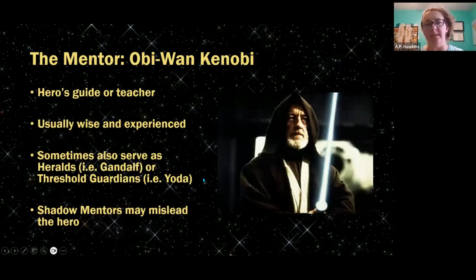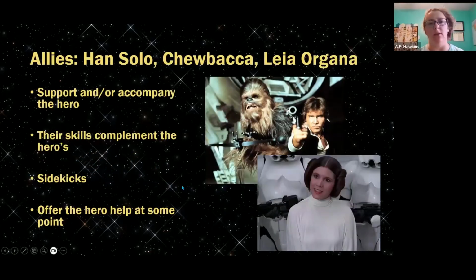There is an opposite archetype to the mentor, which is the shadow mentor, who may mislead the hero. They are generally on the side of the antagonist or the shadow character, but the hero doesn't know that, at least at first. So in a hero's journey, the hero has allies.